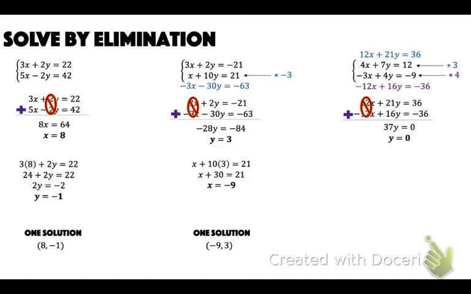Now I'm going to take that, plug it back into one of those top equations. So I have 4x plus 7 times 0 equals 12, which is 4x plus 0 equals 12. So 4x equals 12, which means x equals 3. Again, we have one solution at 3, 0.